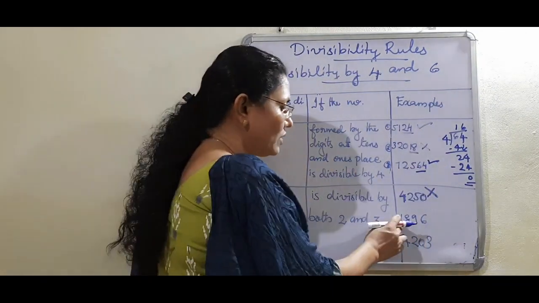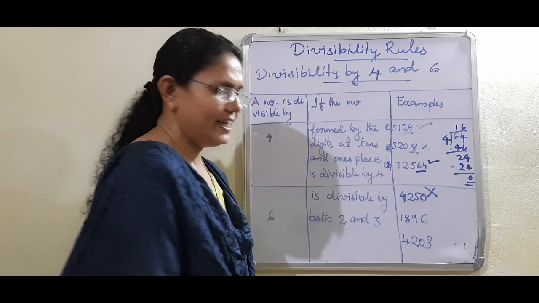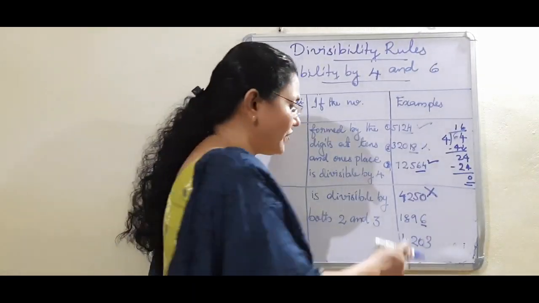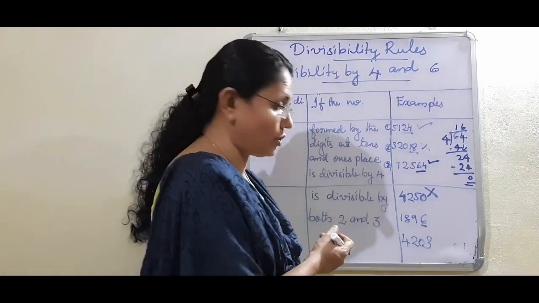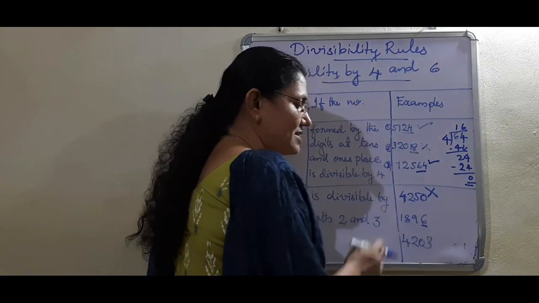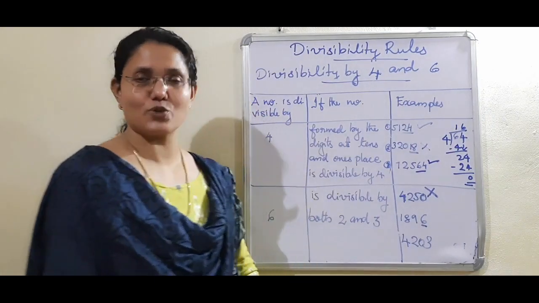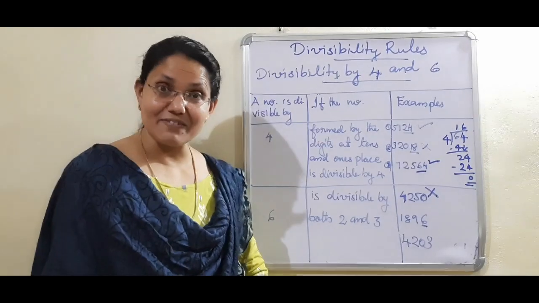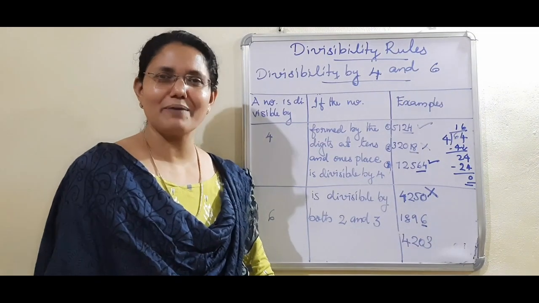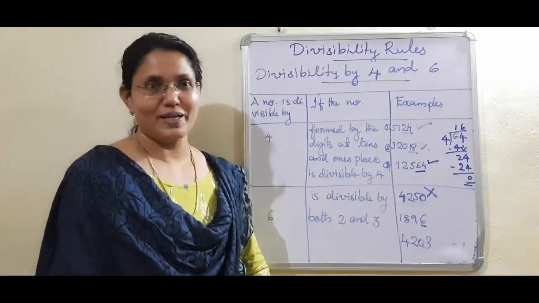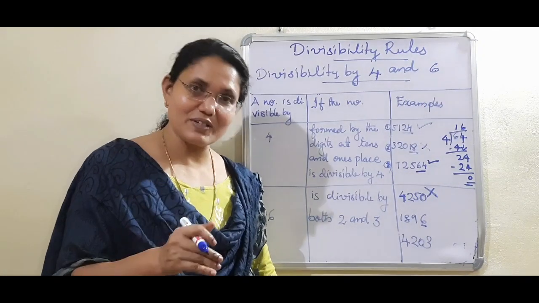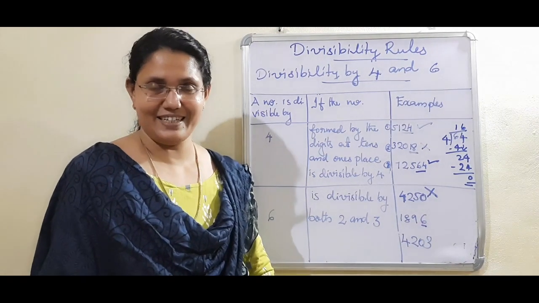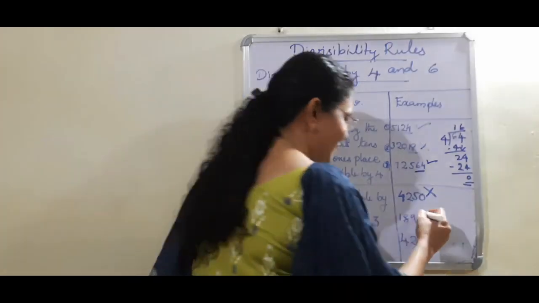Okay. Next one, 1896. It is an even number, so it is divisible by 2. Now we can find its sum, whether it is divisible by 3 or not. First 8 plus 1, 9, 9 plus 9, 18. 18 plus 6, 24. Is 24 divisible by 3 or not? Yes, it is divisible by 3 because in the multiplication table of 3, 24 is there. It is divisible by 2 and it is divisible by 3 also. Therefore, the number is divisible by 6. Did you understand now? Okay.